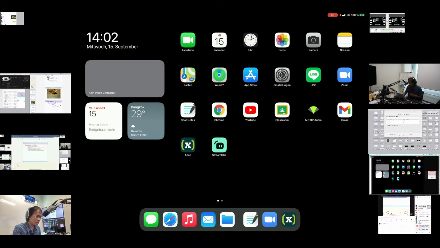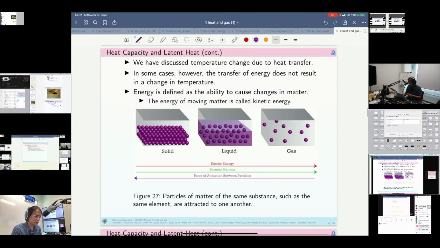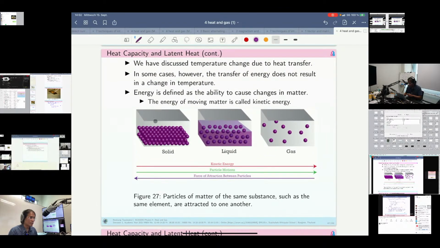All right, let's talk about the latent heat. This is the latent heat story. We have discussed temperature change due to heat transfer, right? And in some cases, the transfer of energy doesn't result in a change in temperature, okay? But they want to change their phases, right?